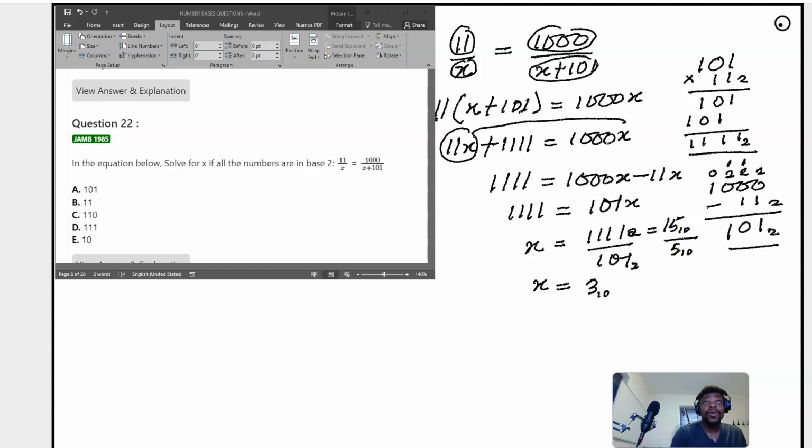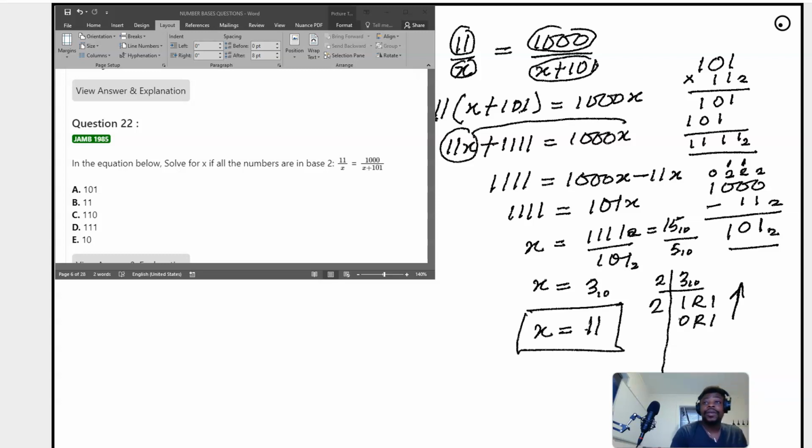But remember, our solution needs to be in base 2. So let's convert 3 in base 10 to base 2. So this is 1, remainder 1, here 0, then 1 here. So definitely our x is equal to 11. So in that case, option B is the correct answer.